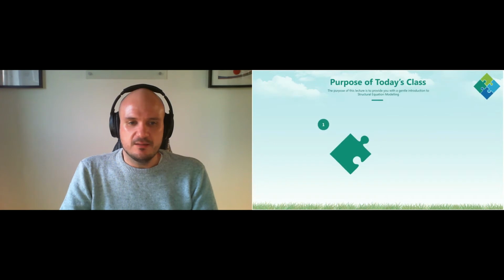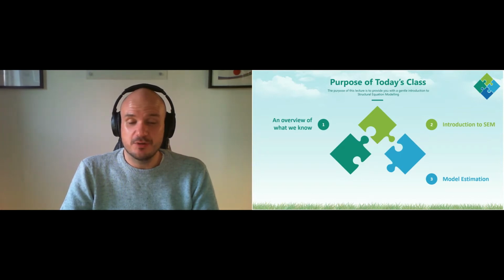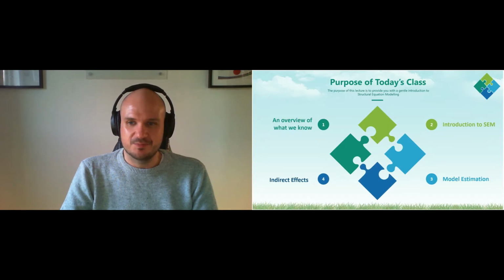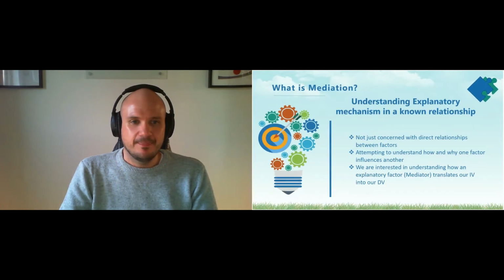So just to summarize, we had initially talked about regressions. We looked at a basic introduction to some basic concepts in structural equation modeling. We looked at how you estimate your structural models. And now we're going to the last part, indirect effects, mediation. So what is mediation and how do we go about assessing it?